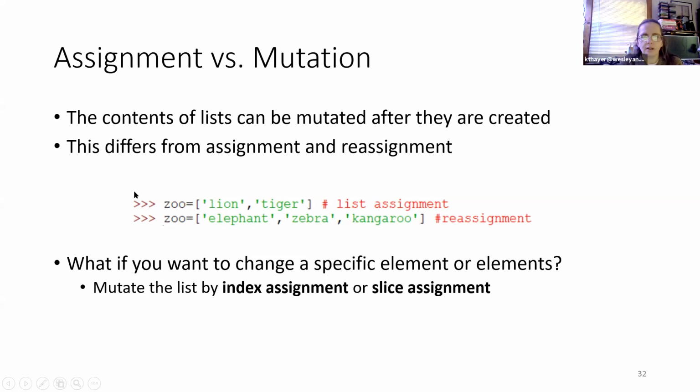So here is something called zoo, which has a lion and a tiger in it. This is a variable assignment, just like we talked about in the second lecture way back in the beginning. So here we have zoo equals elephant, zebra, and kangaroo. So now it has new values, but that didn't happen because we changed these values. It happened because we overwrote everything. So that's a reassignment. But what if you wanted to change a specific element or elements in the list? That's mutation, and we can use the index assignment or slice assignment to do that.